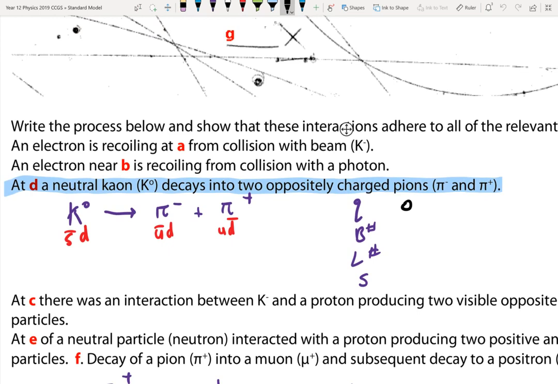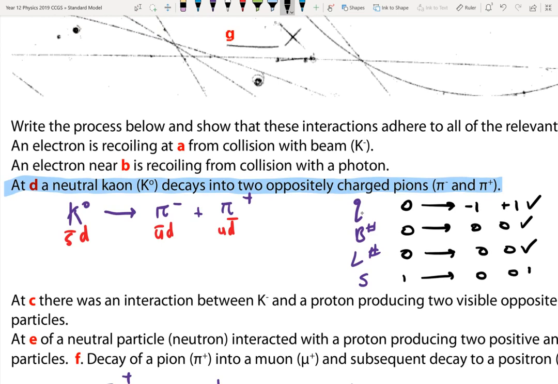What do we got? 0 goes to minus 1 plus 1. That's allowed. No baryons present. That's allowed. No leptons present. That's allowed. This is just a meson decaying into 2 other mesons. Okay? Strange is strange. Okay? All right.